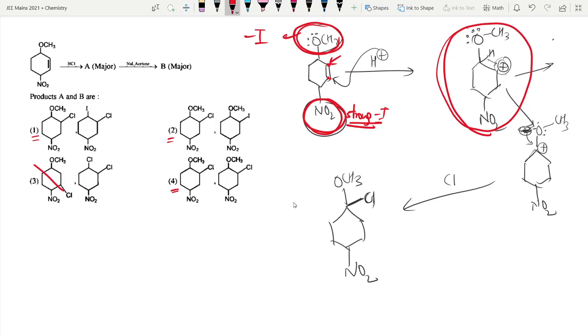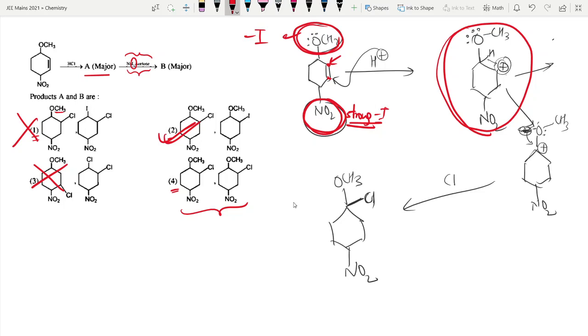Option 4 correct. Option 3 has the wrong product A, and then after that NaI acetone. So NaI and acetone is used for Finkelstein reaction. It's used for replacing iodide by any other halogen. So the Cl will get replaced by iodine, but here you see that OCH3 is getting replaced. So if this is not the correct answer, this one seems like the correct answer. What's happening in the last one? Both of them are same.